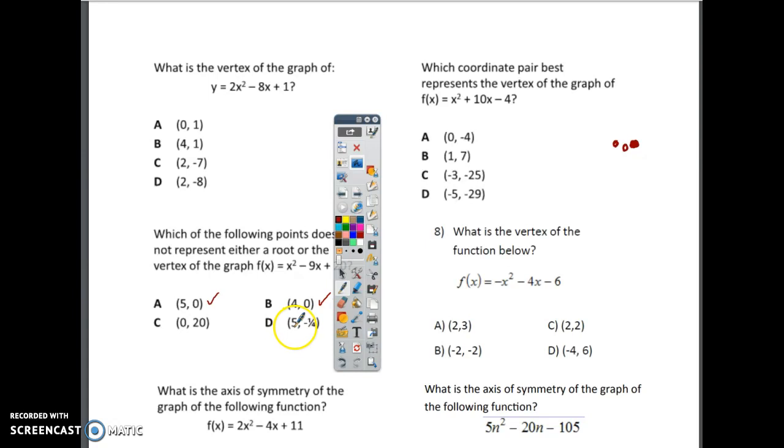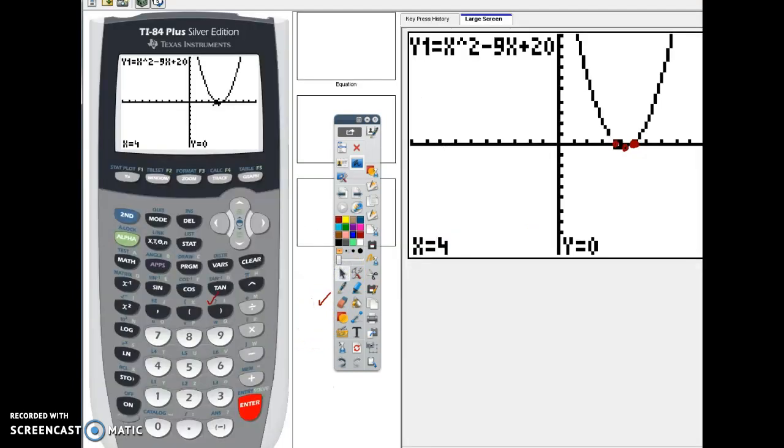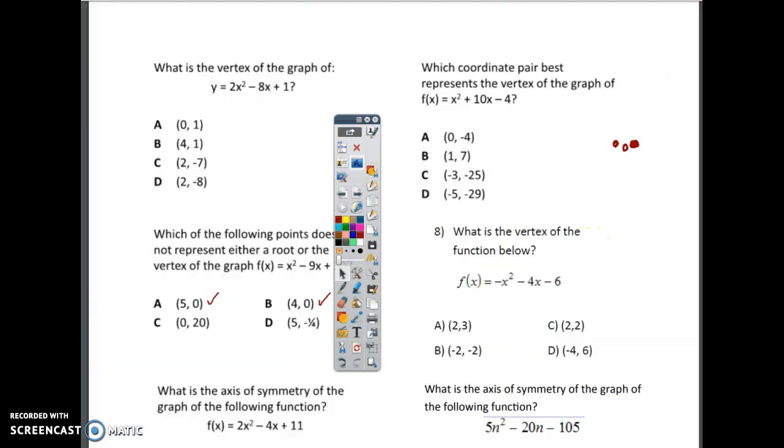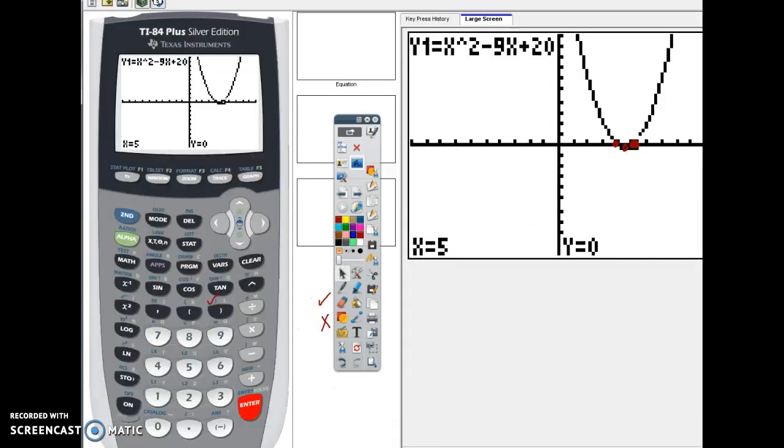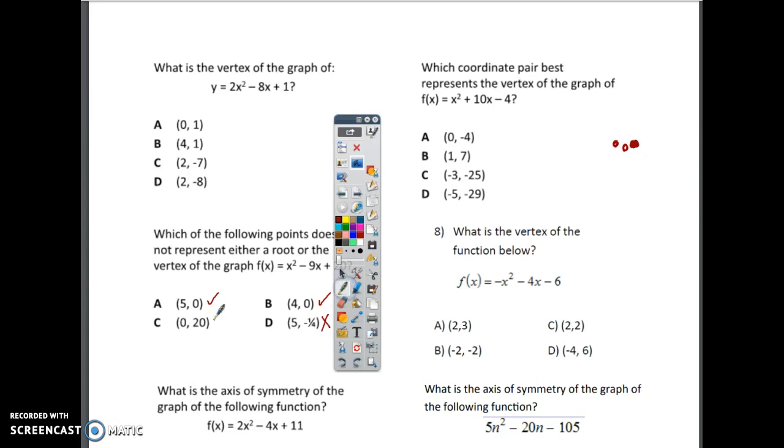What about 5? Well, 5 gave me 0, so 5 cannot give me negative 1/4. But let's go check. Again, 5 enter gives me 0. So it cannot be this one. Let's put an X. And let's go check 0, 20. Zero enter. That's a y-intercept. That's not a root or a vertex, so that one's also wrong. So I'm going to put an X on this one.